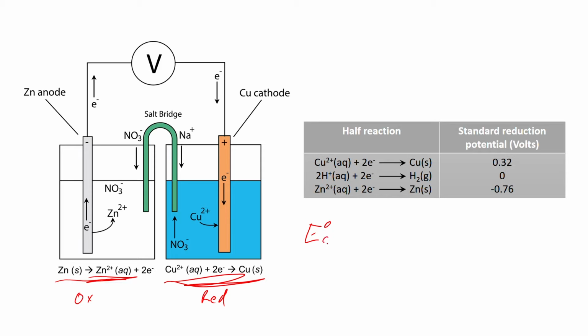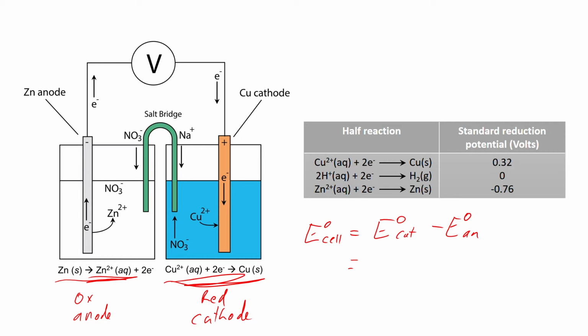The formula for calculating cell potential is E0 cell is equal to E0 cathode minus E0 anode. We can determine which electrode is the cathode and which electrode is the anode by looking at the half reactions of the cell. In galvanic cells, oxidation occurs at the anode while reduction occurs at the cathode. So here the zinc electrode is the anode and the copper electrode is the cathode.